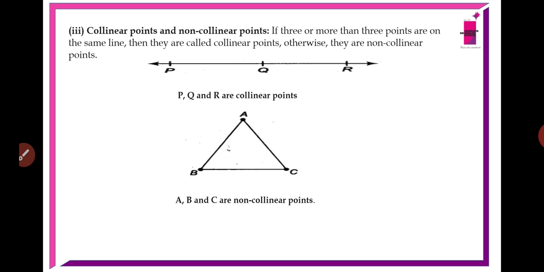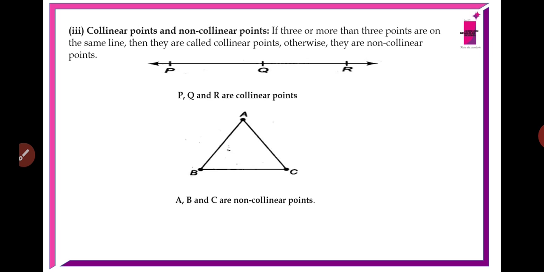Collinear points and non-collinear points. If three or more points are on the same line, then they are collinear points. Otherwise, they are non-collinear points. Always remember, only non-collinear points make a closed figure.